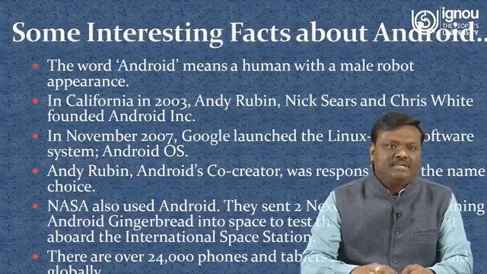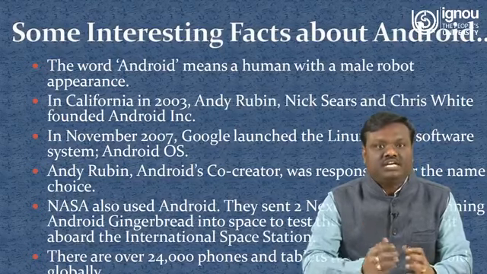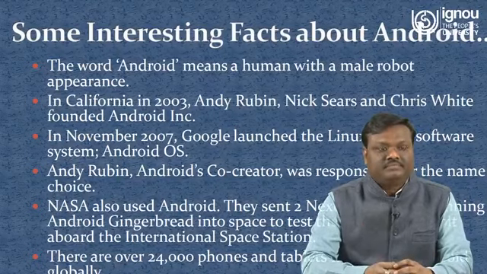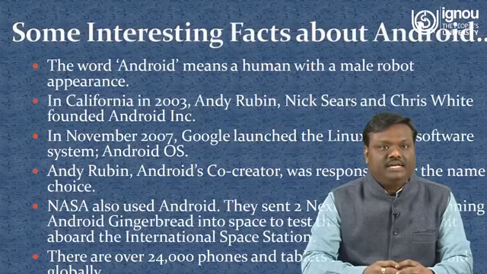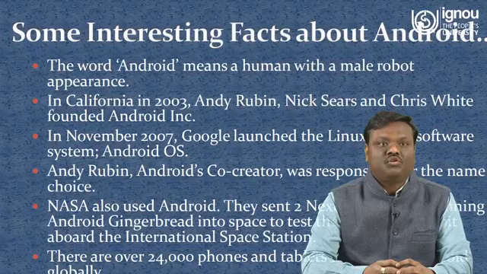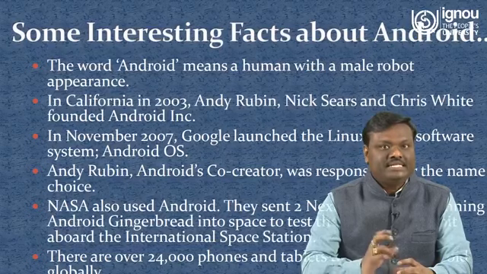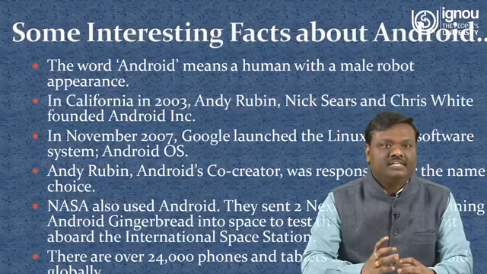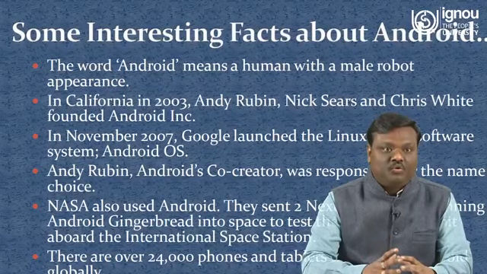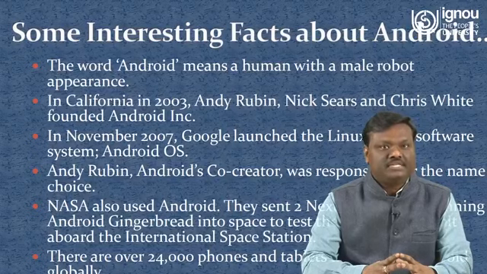So let us see some interesting facts about Android. The Android itself means a human with a male robot appearance. You have seen the logo also. It implies a light green color robo. So the word itself means a human with a male robot appearance.